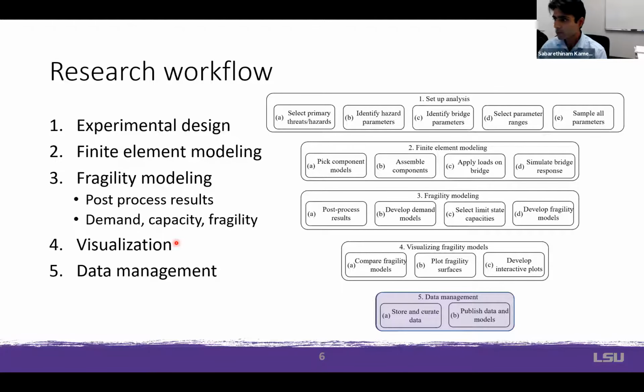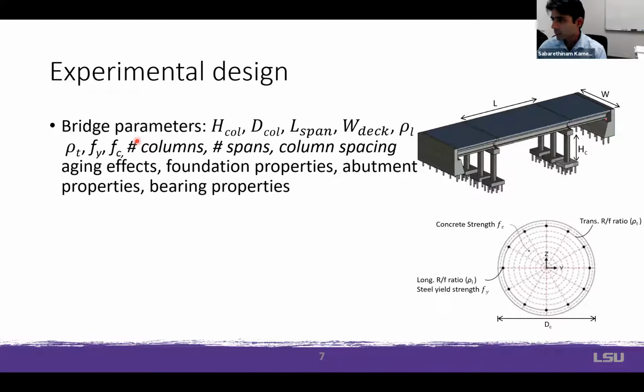Now I'll be moving on to the first step, which is the experimental design for the fragility modeling that I'm going to show. In this case, we have bridges, and there are several bridge parameters that we consider as variables. These include column height, and diameter of the column. I'm showing a circular column here, but across the 7 different bridge classes we do have different types of columns, some rectangular, some square. So it doesn't have to be anything specific. We can pick and choose what we want to have.